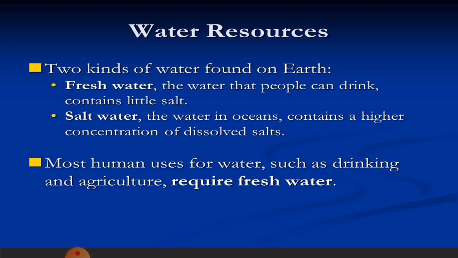The water on earth includes both seawater and fresh water. Seawater is salty and found in oceans. The sources of fresh waters are the rivers, lakes and ponds. Children, there are two kinds of water found on earth, that is fresh water, the water that people can drink, which contains little salt. Salt water, the water in oceans, contains a higher concentration of dissolved salt. Most human uses for water such as drinking and agriculture require fresh water.